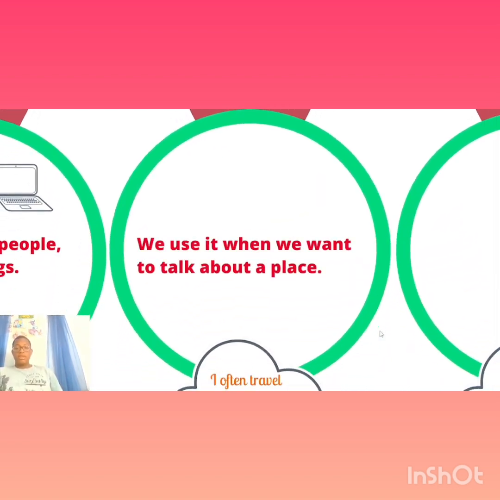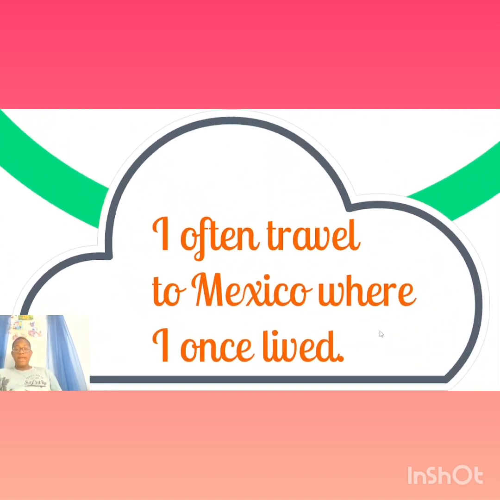Where is used when we want to talk about a place. I often travel to Mexico, where I once lived. So you can see here where is being used to describe a place, in this case being Mexico.